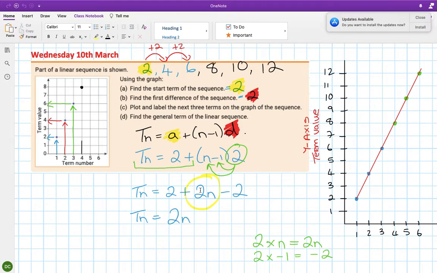The other two can be combined. So what we have is 2 minus 2. If you type that into your calculator it will tell you that it's 0. And again, anytime your calculator gives you a number without a sign, it's always a plus. So that's plus 0. So 2n plus 0 is the general term. Okay?